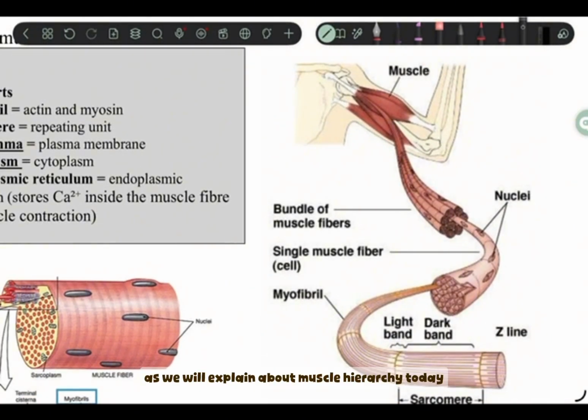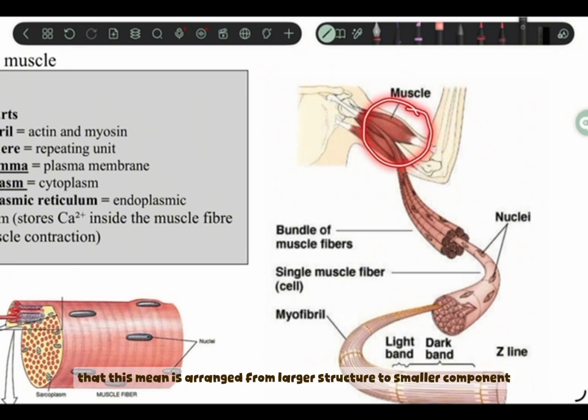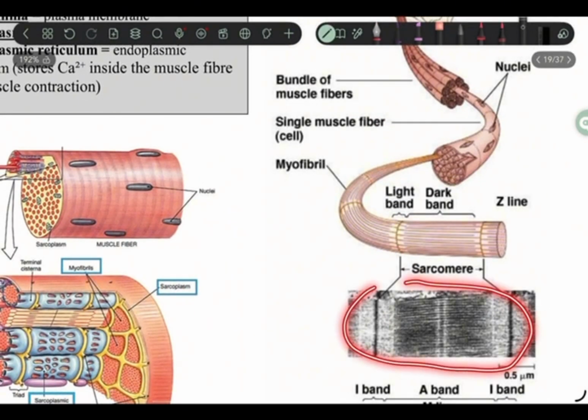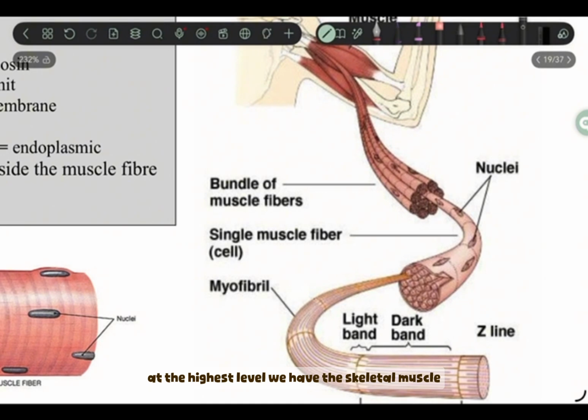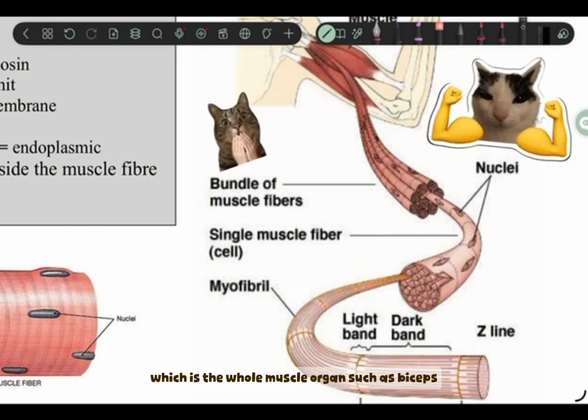As we will explain muscle hierarchy today, skeletal muscle has a hierarchical organization. This means it is arranged from larger structures to smaller components. Now I will explain the structure from the largest level to the smaller levels. At the highest level, we have the skeletal muscle, which is the whole muscle organ, such as the biceps.